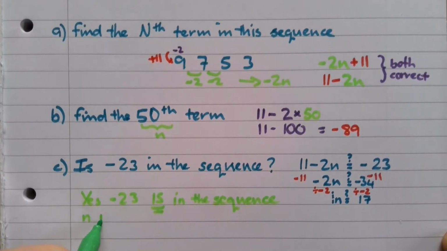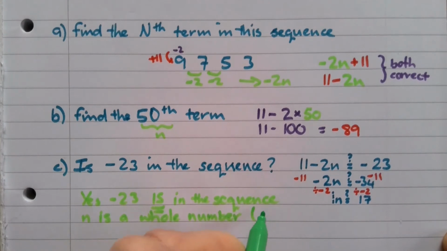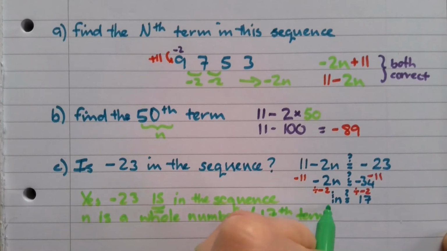N is a whole number. Because n is a whole number, then it's definitely in the sequence, and it's going to be the 17th term, or the 17th number in the sequence. Okay, and we're done.